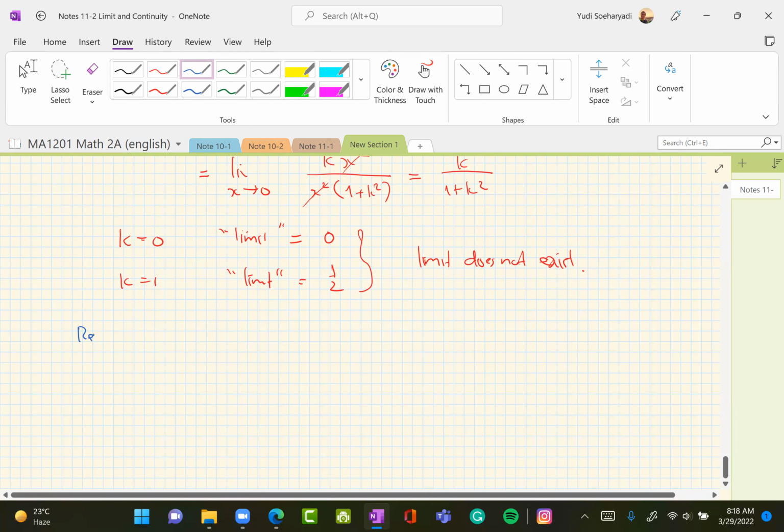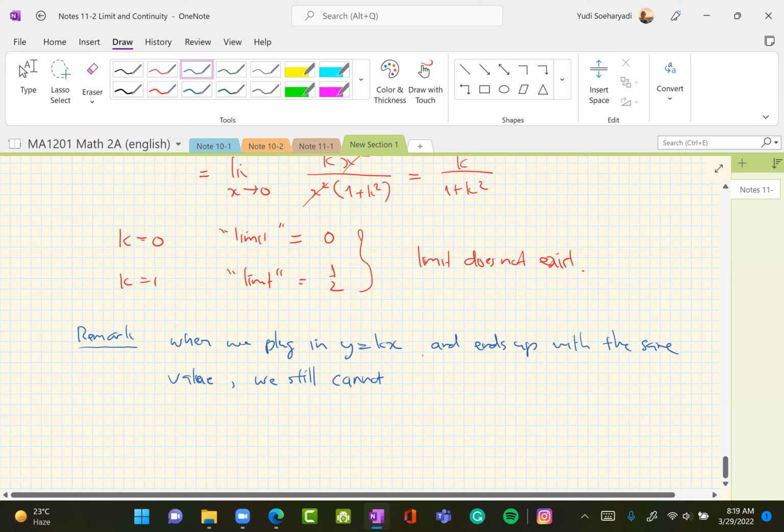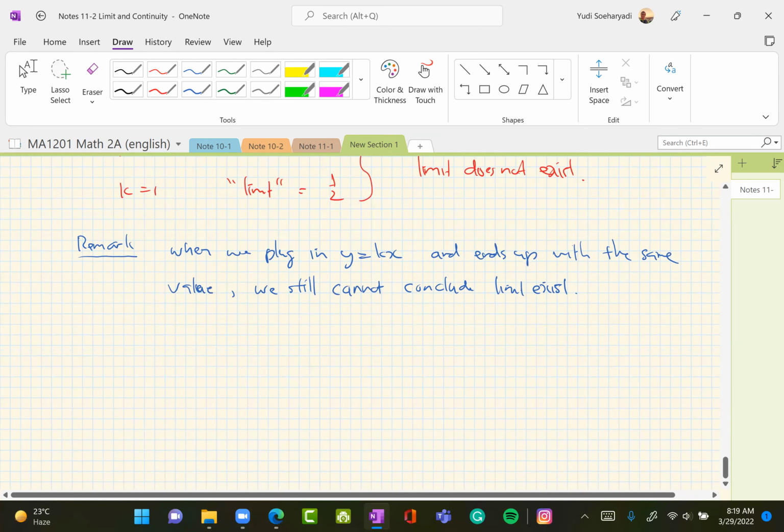Just a remark. When we substitute this and end up with the same value, we still cannot conclude the limit exists, because the approach can be anything.